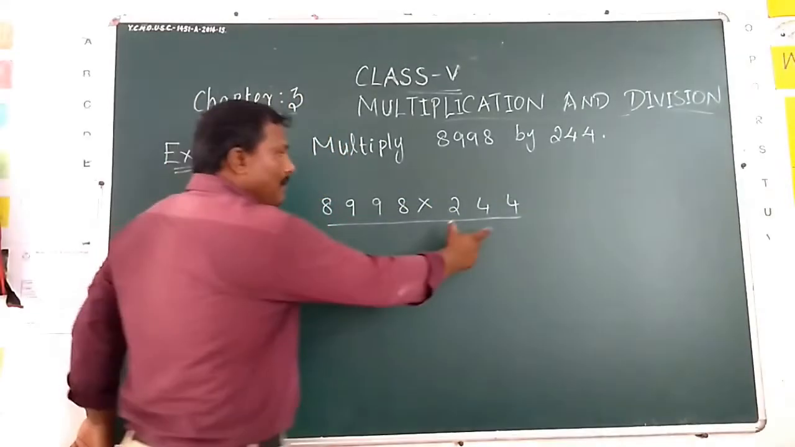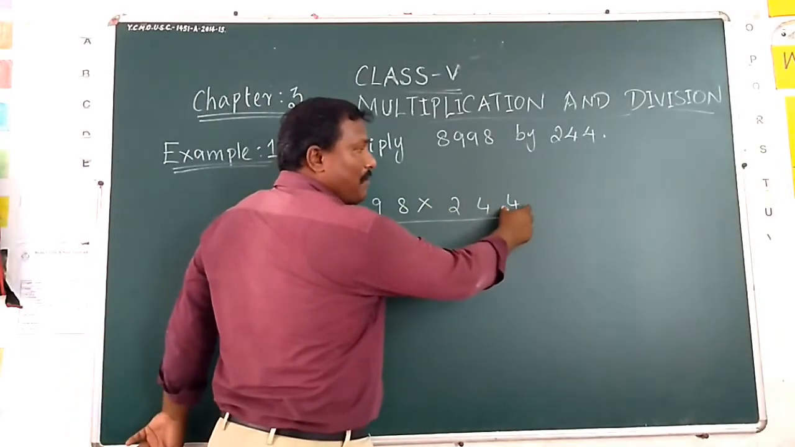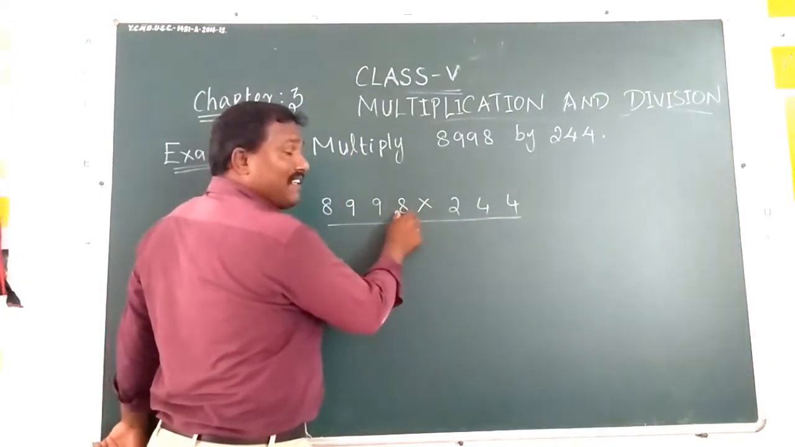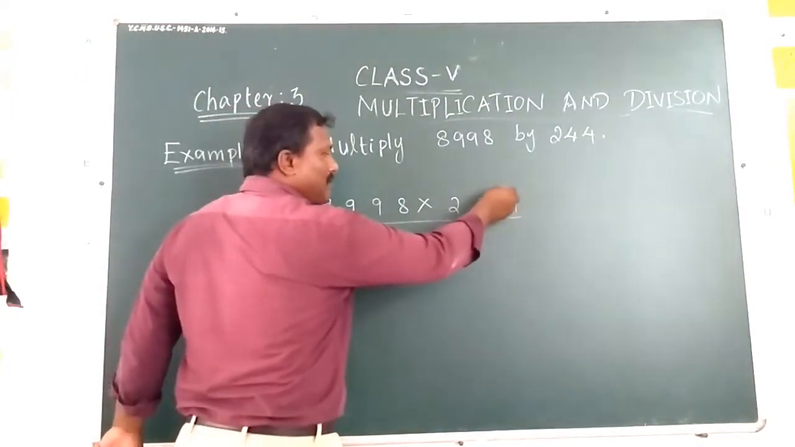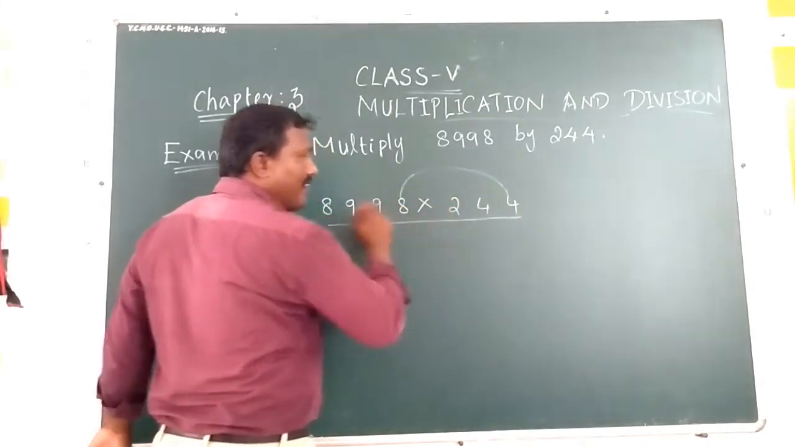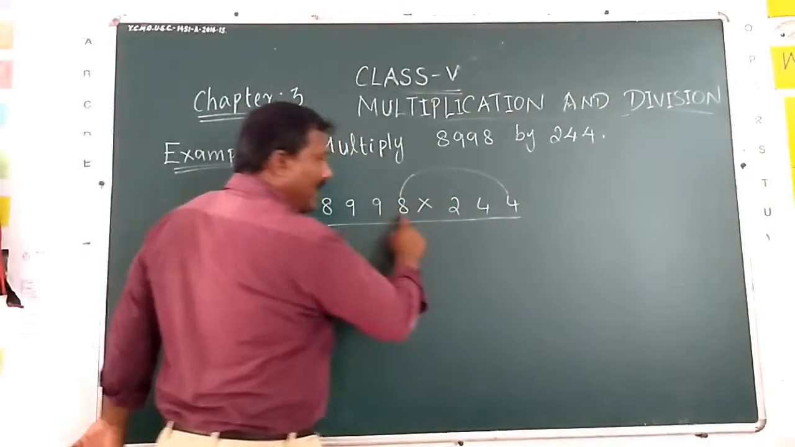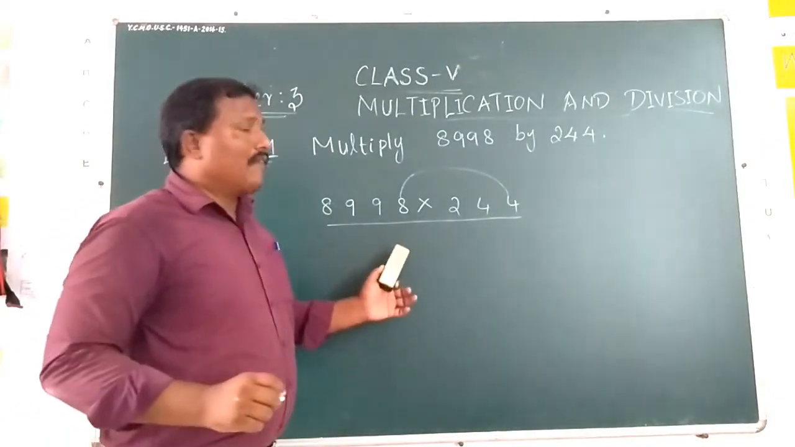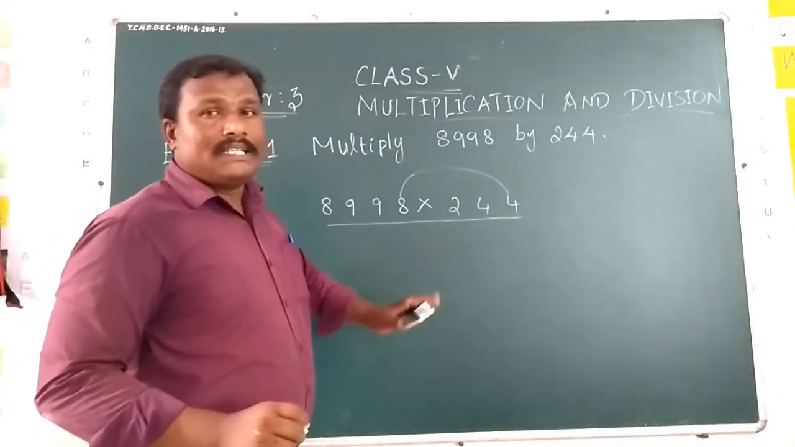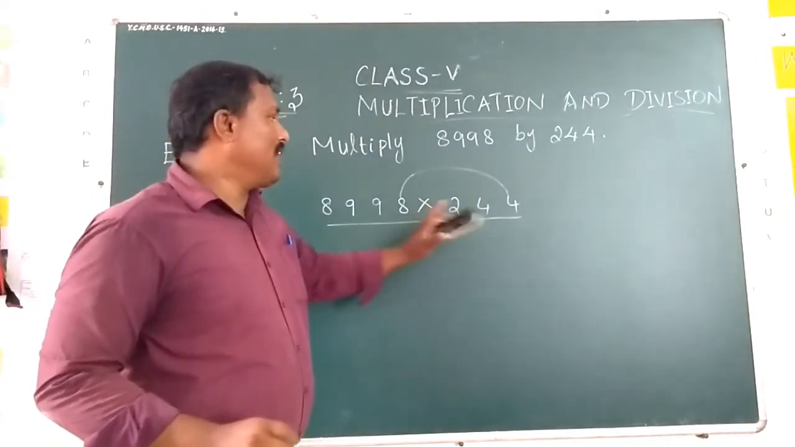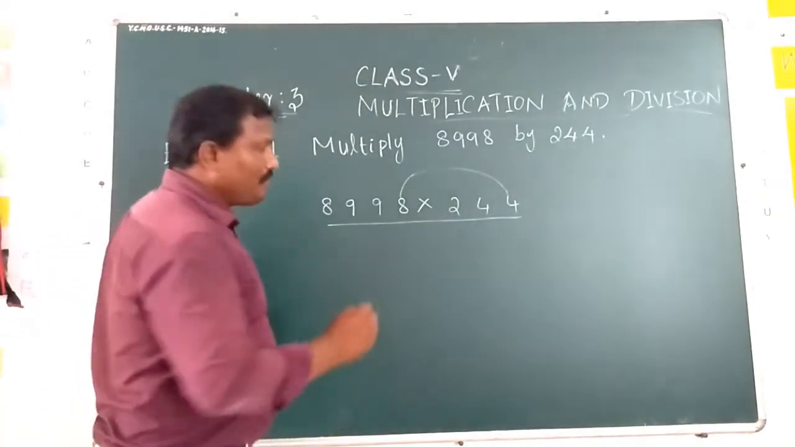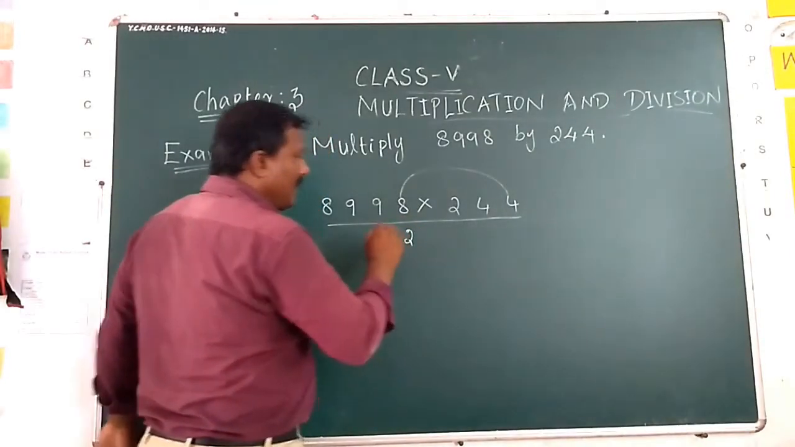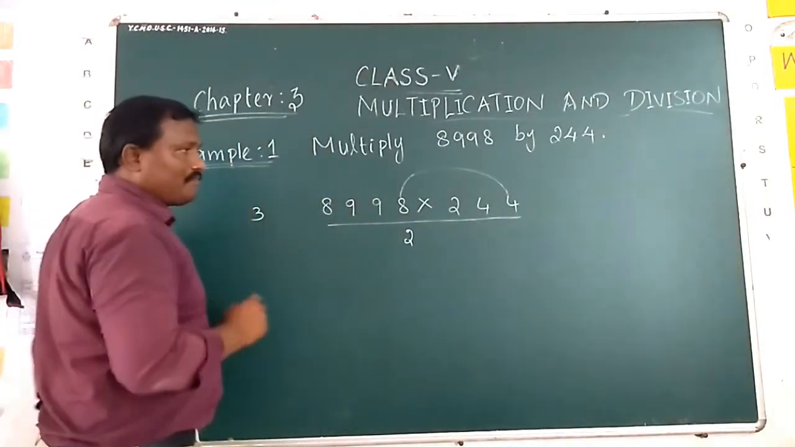If you take this number, the right place has 4. In this number, the right place has 8. So I am going to multiply 4 and 8 first. In this kind of sum, we need to know the multiplication table. So 8 4s are 32. I will put 2 in this place, then I will keep 3 as a remainder.